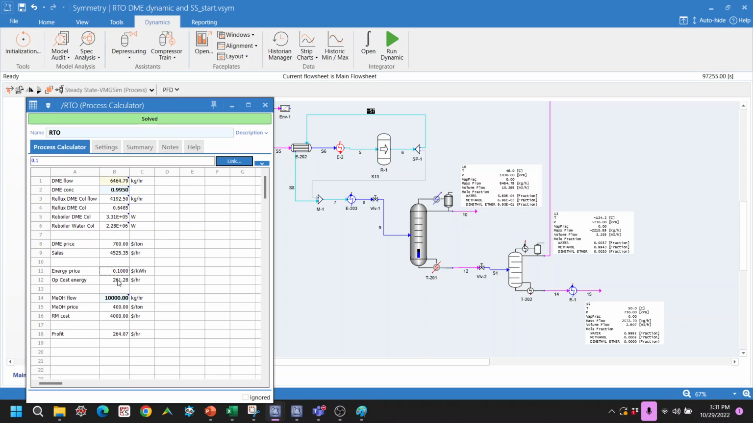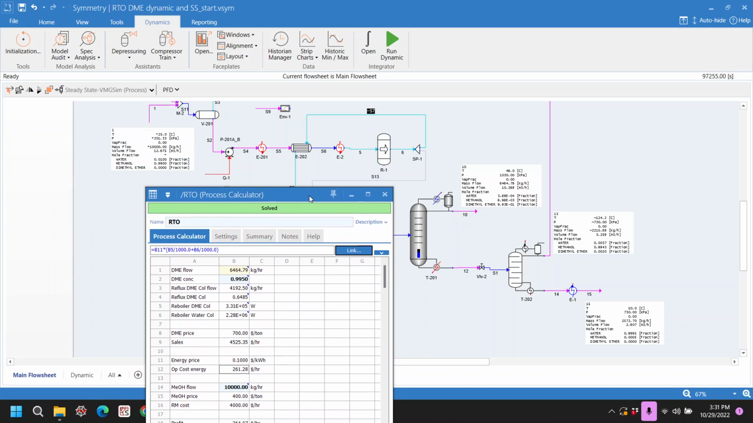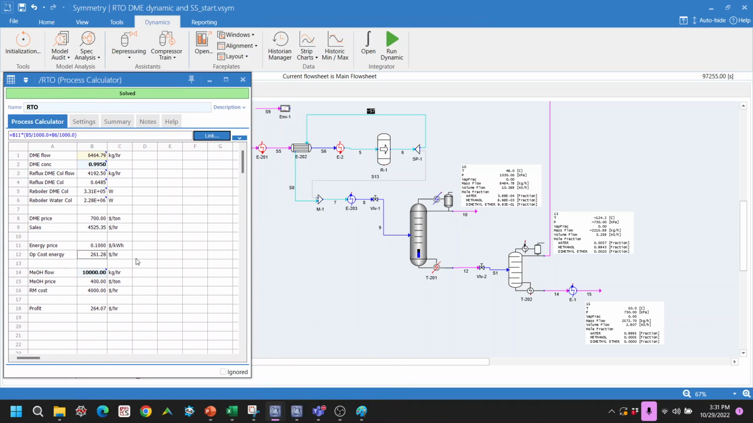So I can calculate the energy, about 200 something. And then in this case, I have like 10,000 of methanol coming in, so 10 tons of methanol coming in. If the price of methanol is 400, I can calculate the profit of 264. So using this static data, the profit is then 264.